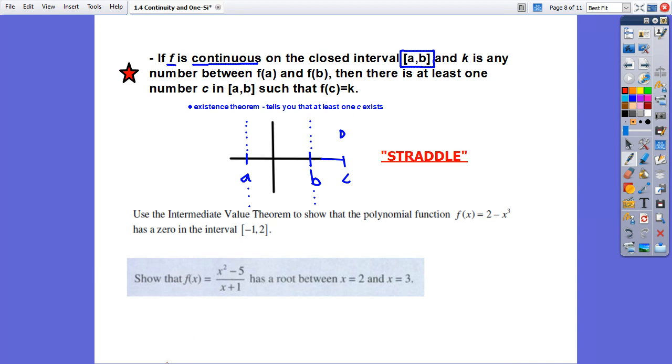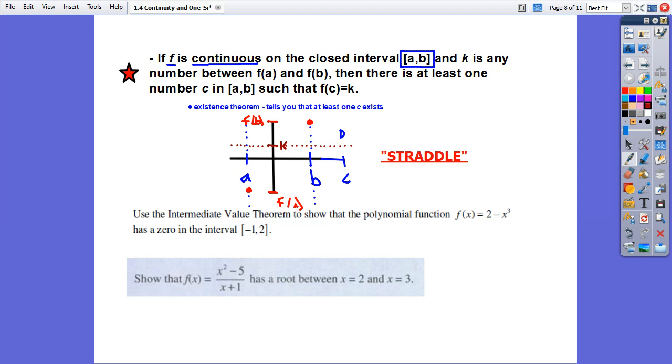Then it says k is any number between f of A and f of B. So f of A is whatever my y value is, so let's call this one f of A. And f of B is going to be whatever my y value is for my x value B. So k is the road. K is some other y value somewhere between f of A and f of B. So somewhere on the y-axis we have some k value. We'll put it right there. So there's k right here. If I draw a dashed line as my road, think of it as a road.